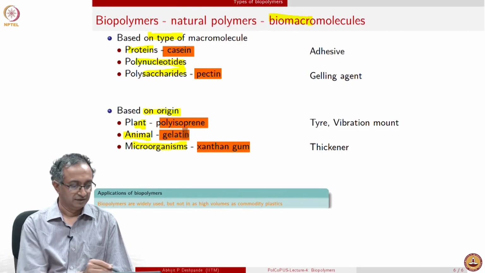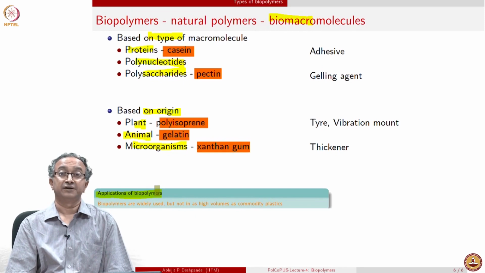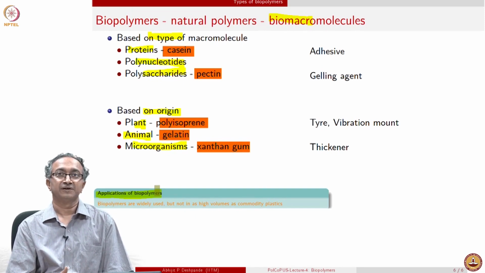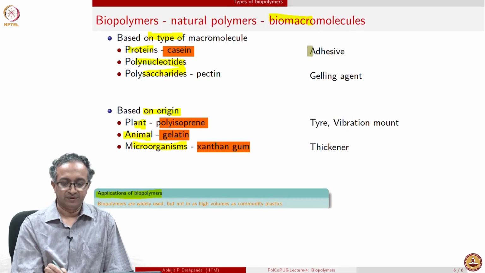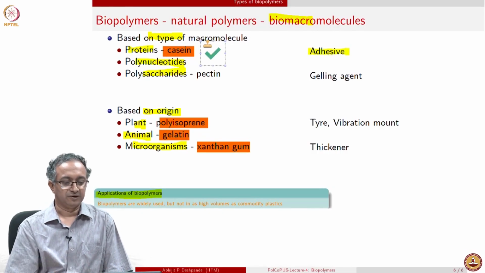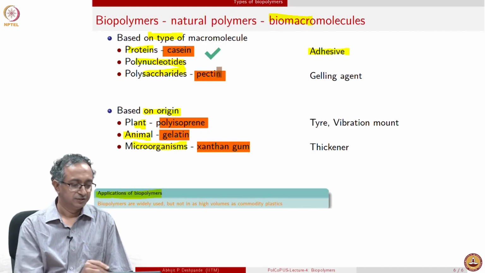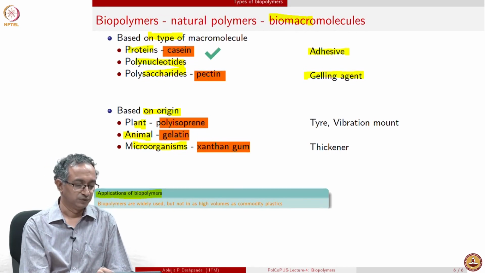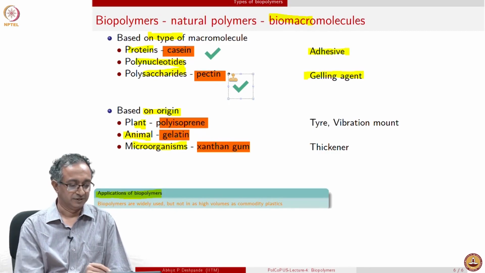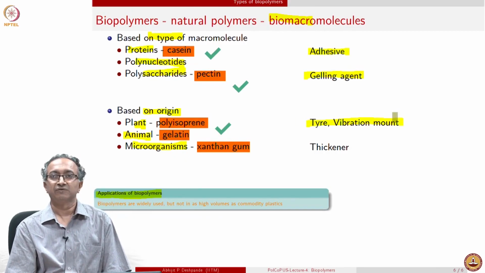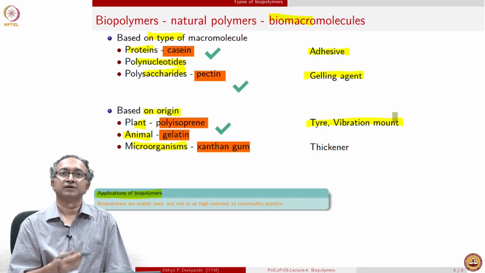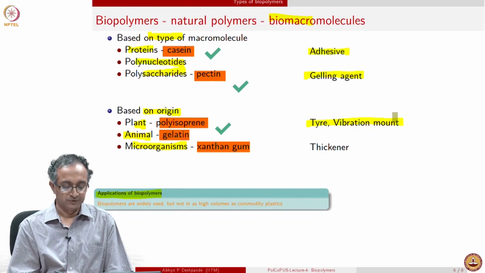One important thing that you can notice is, of course, that these polymers are used. It is not that only synthetic polymers are used; a lot of natural fibers are used, as I pointed out earlier. Many of these biopolymers are also used quite commonly for a variety of applications. For example, in adhesive applications, casein is used quite a lot. Pectin is used extensively as a gelling agent in foods. Of course, natural rubber is also quite commonly used in a variety of applications, whether it is tires or vibration mounts and so on. Even in shoes or many other footwear applications, we use natural rubber at times.